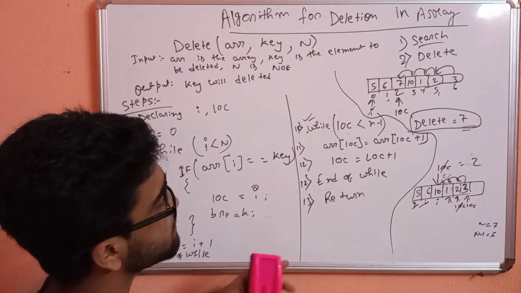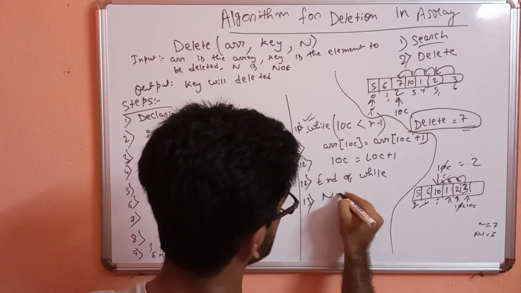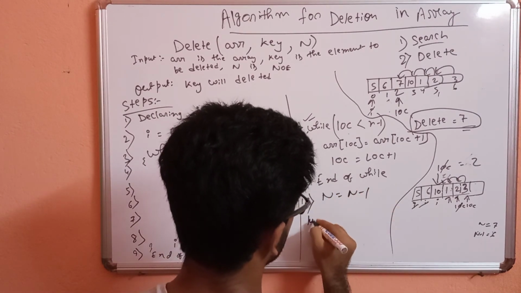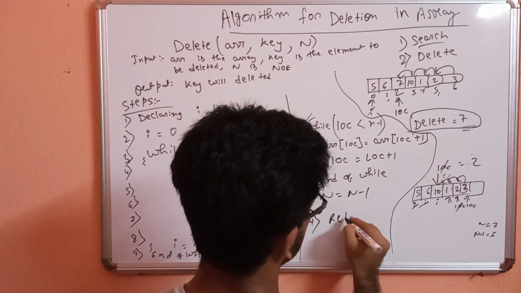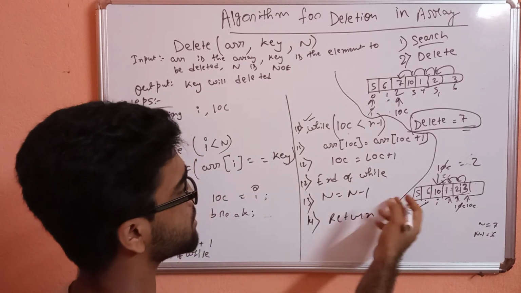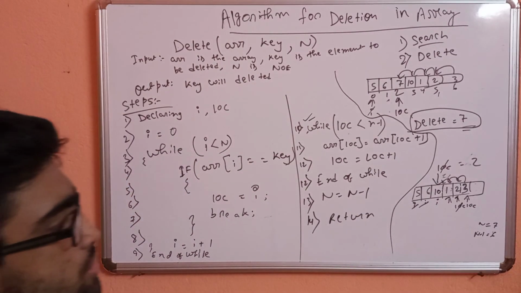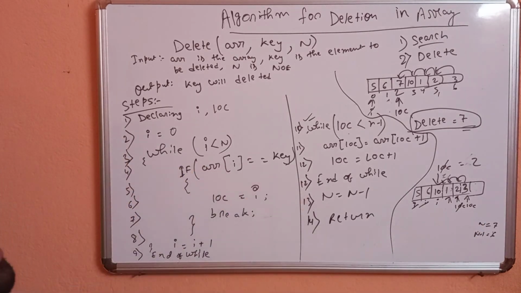Oh, I have forgotten a thing. Before this return, you have to do n equals to n minus 1. I hope you know why I have done this. Because we are deleting one element, that's why the number of elements will be 1 less. So this is it. I hope you understood the logic behind the algorithm.